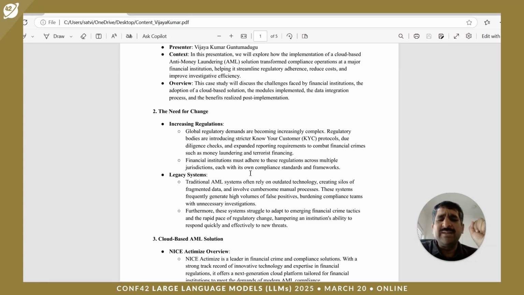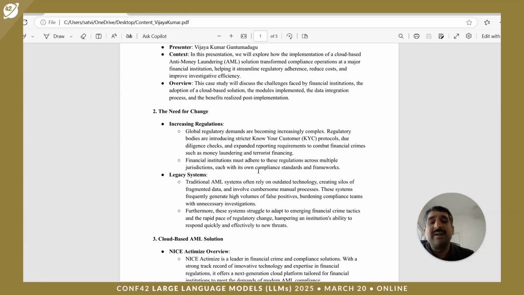With the legacy systems, traditional AML systems often rely on outdated technology, creating a host of fragmented data and involving cumbersome manual processes. Meaning that even though these old legacy systems are there, they are not keeping up with the latest crimes happening in the financial or banking system. These systems frequently generate a high volume of false positives, burdening compliance teams with unnecessary investigations. Furthermore, the systems struggle to adapt to emerging financial crime tactics and the rapid pace of regulatory change, hampering the ability to respond effectively to new threats.